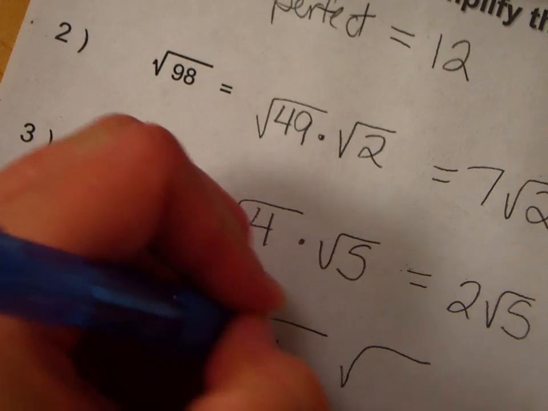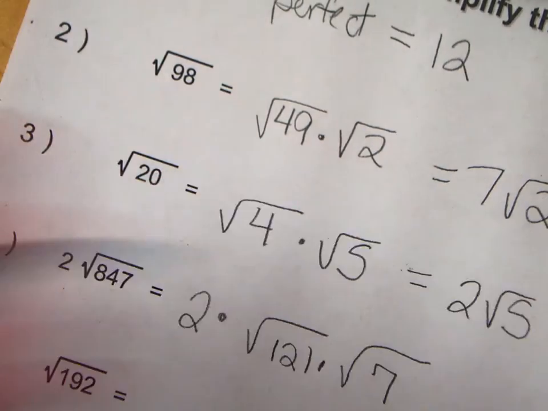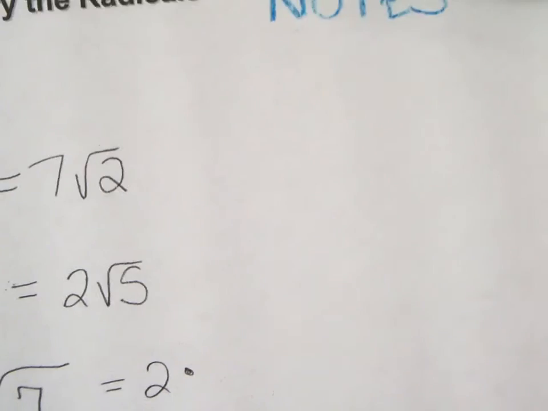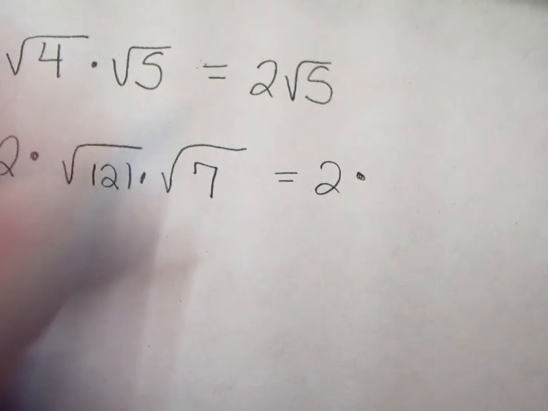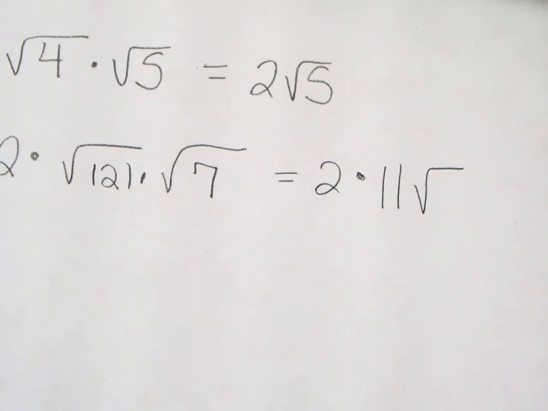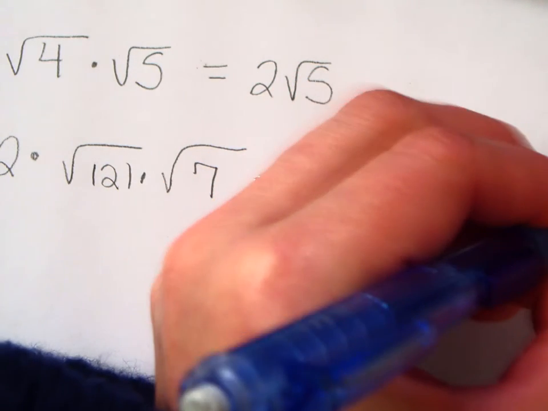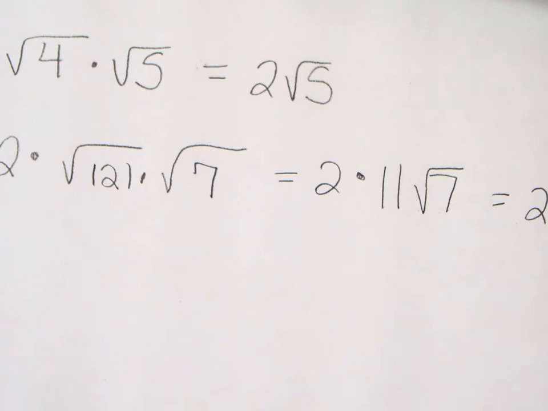So I have to do 121 times 7. I'm going to bring over the 2. I'm going to take the square root of 121. The square root of 121 is 11. And then you have the square root of 7 left over behind it, which ends up being 22 square roots of 7. The next one is 192.